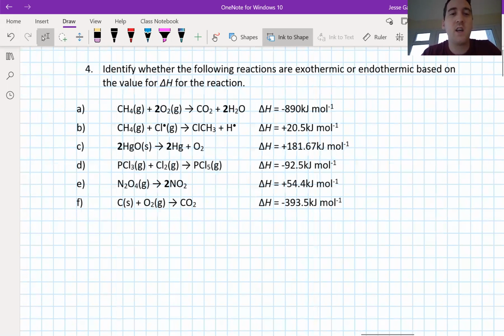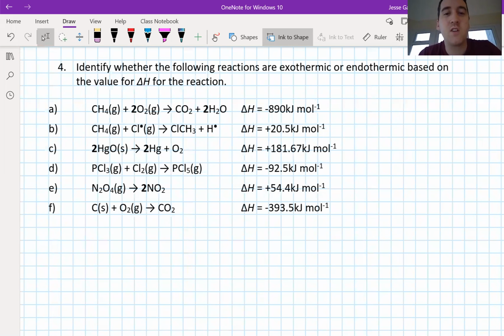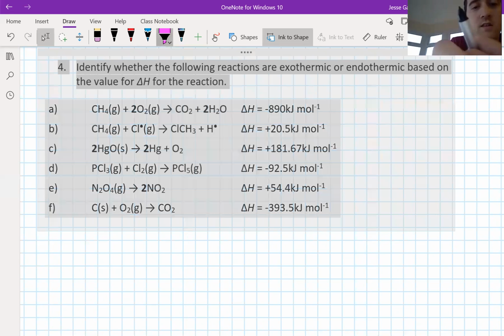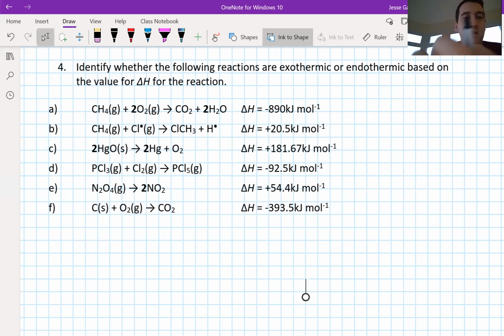You have to identify whether the following reactions are exothermic or endothermic based on the value for delta H for the reaction. Okay, so I'm just going to highlight a few things here. Identify whether they are exothermic. You need to identify. Sorry, my highlighter is not working here. Not sure why.